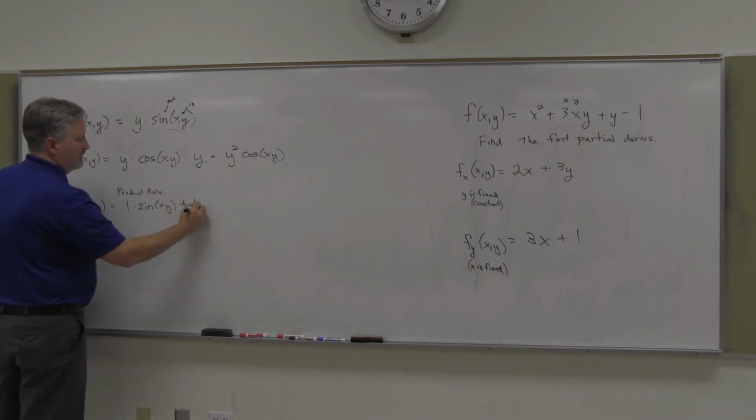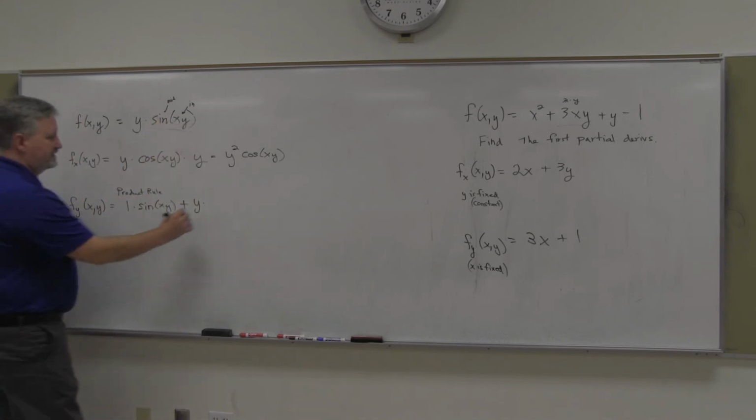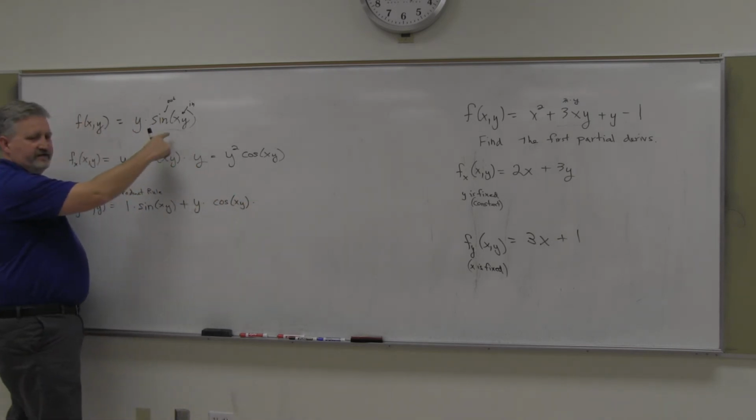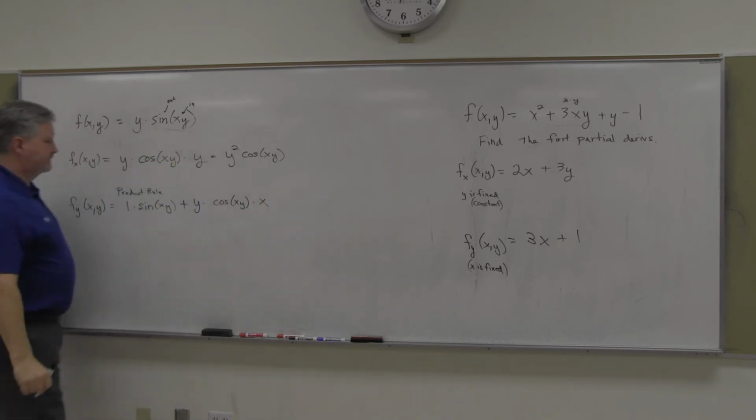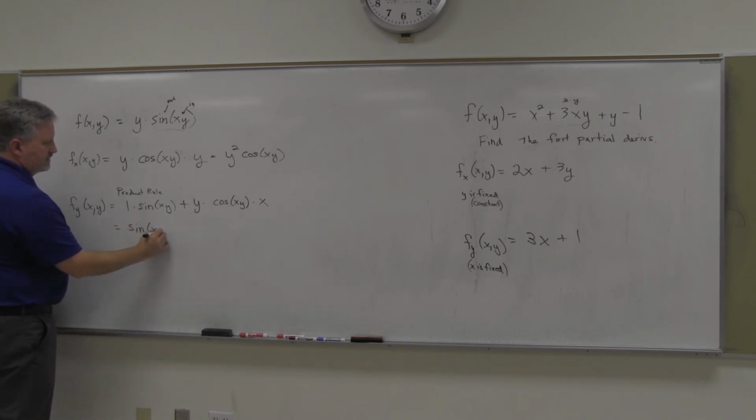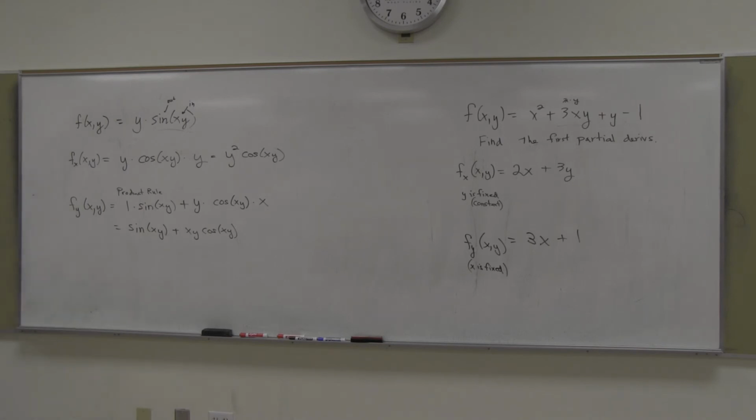Plus then y times the derivative of sine xy. Well, that's again our chain rule. Cosine xy. But now I'm doing the derivative with respect to y, so the x is fixed. So the derivative of xy would be x. So the result is sine xy plus xy cosine xy. Okay. Question or concern? Okay.